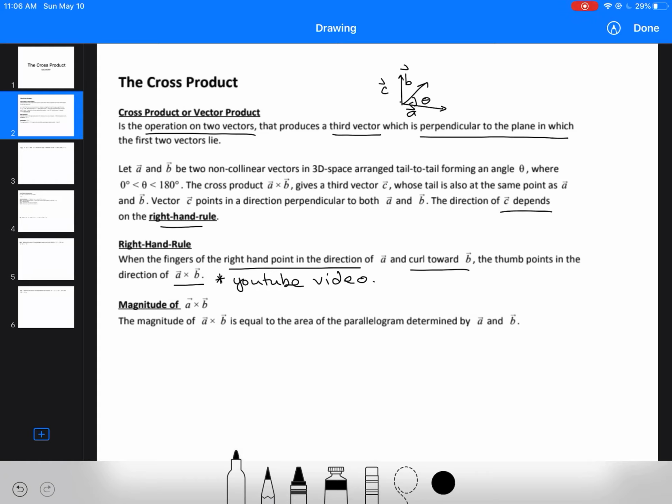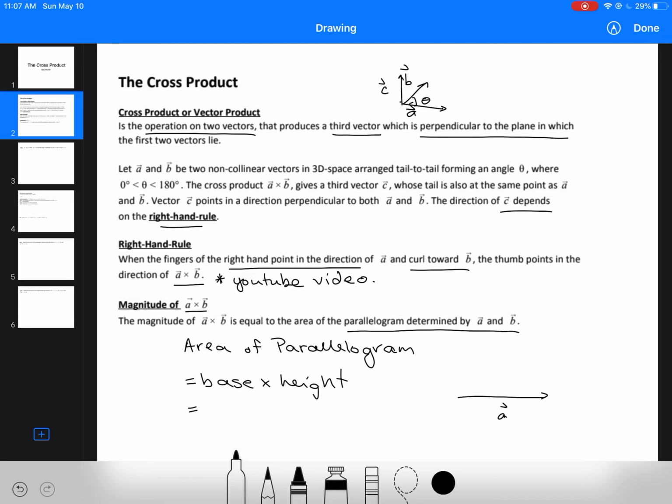The magnitude of A cross B is equal to the area of the parallelogram determined by the vectors A and B. So if we remember, the area of a parallelogram is equal to the base times the height. So I'm going to draw my parallelogram here. I've got A this way, B this way, and then I've got the rest of my parallelogram here.